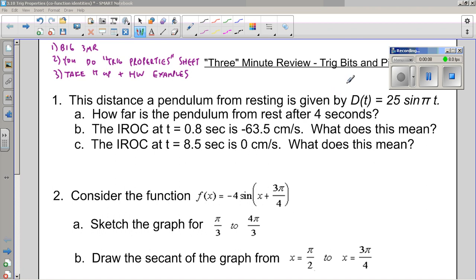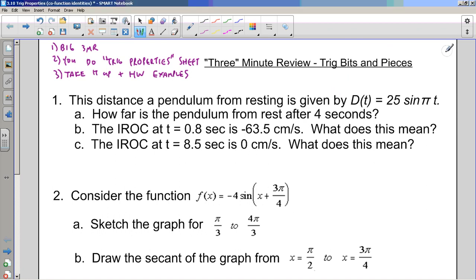Trig properties is what the name of the lesson is. I wish I could say that we're on the home stretch as far as trig is concerned, but we've got quite a few bits of business to deal with still. So let's get into today's stuff.